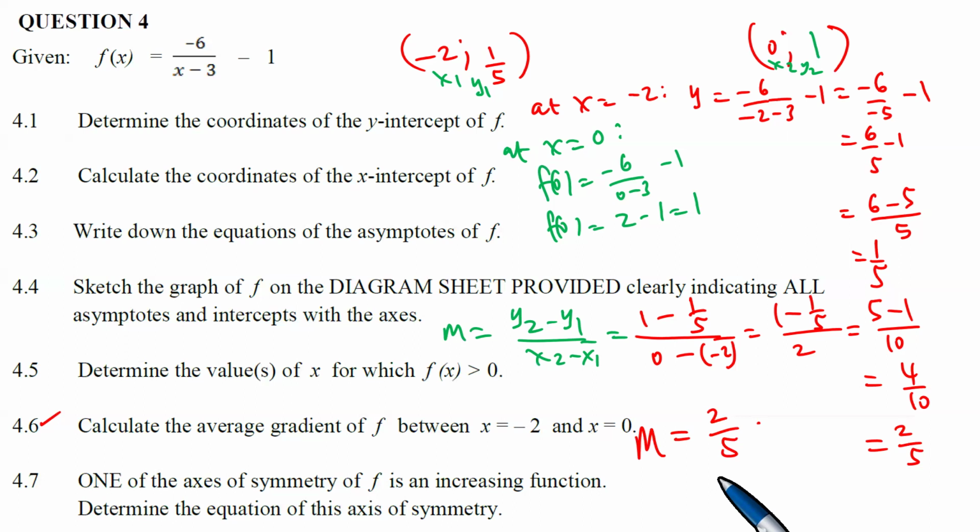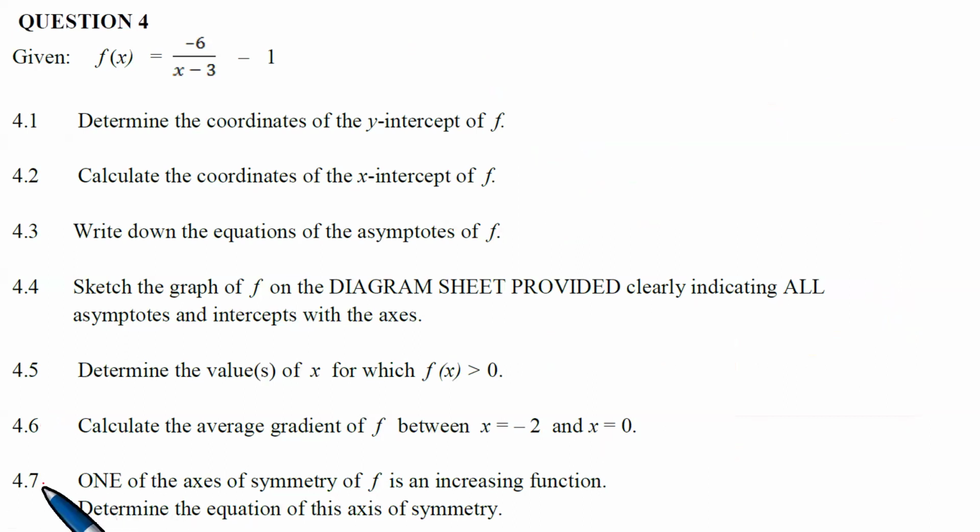So the average gradient is 2/5. Right. Let's look at 4.7. One of the axes of symmetry of f is an increasing function. Determine the equation of this axis of symmetry. How do we start? Quickly, anyone? Anyone? One of the axes of symmetry is what?